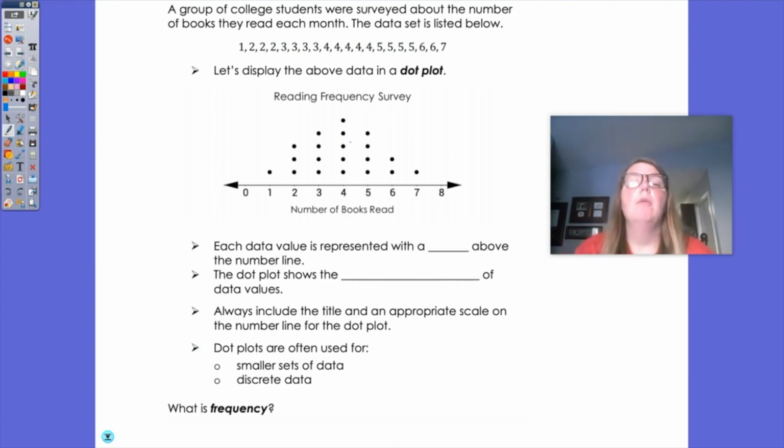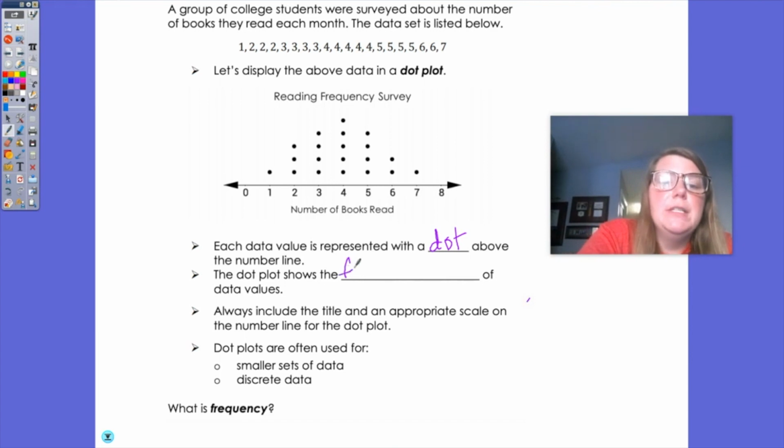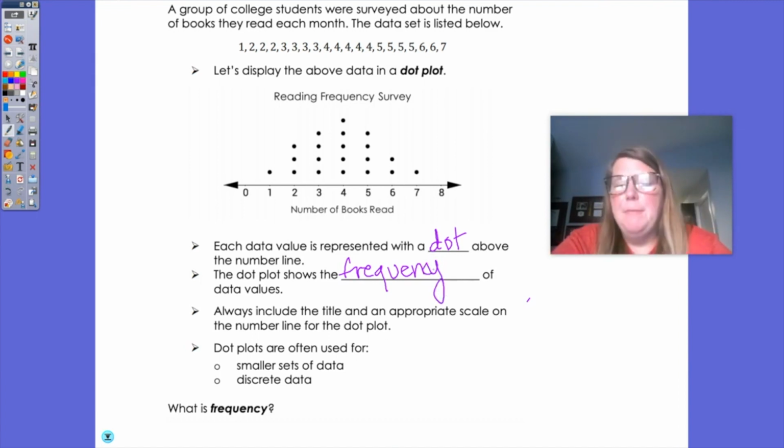So this dot plot represents the number of books they read each month. Each data value is represented with a dot above a number line. The dot plot shows the frequency of data values.